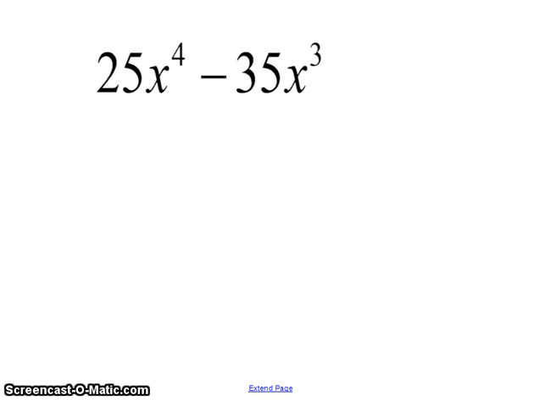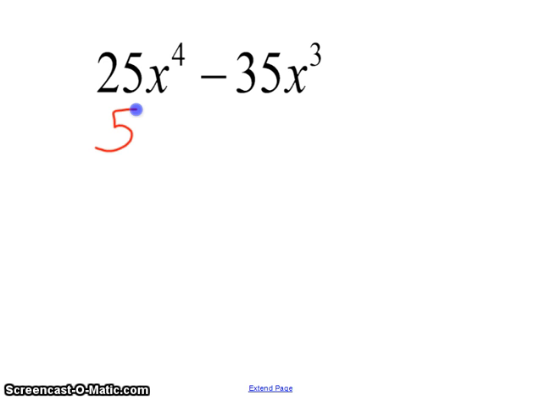All right, so now let's take a look at the numerical coefficients first. Okay, I've got 25 and 35. What's the largest number that divides both 25 and 35 evenly? 5. So 5 is part of the GCF.